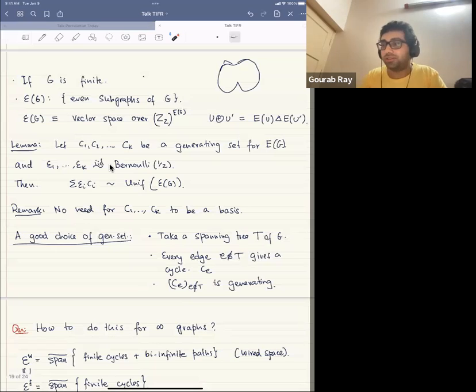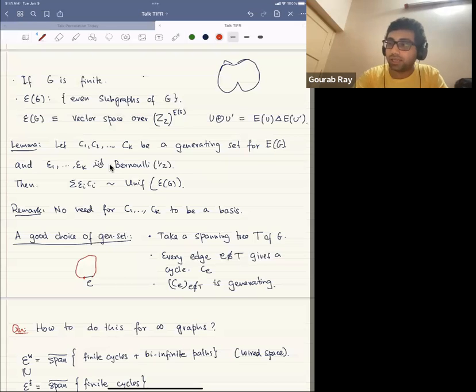Here is a choice of this generating set. We only care about generating sets now. Take a spanning tree of the graph. By spanning tree, I mean a tree where every vertex is included, so there's only one component, every vertex is in it, and it's a tree. For the spanning tree, every edge not in the tree gives you a unique cycle, because if you take an edge e, there is a path in the tree which joins the endpoints of e, and this gives you a cycle to talk about.